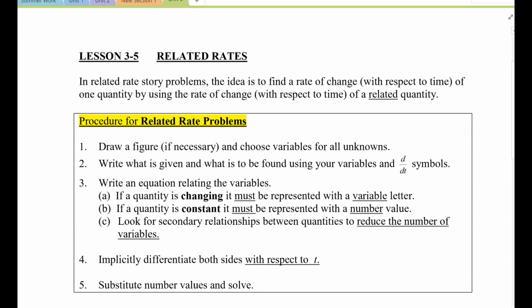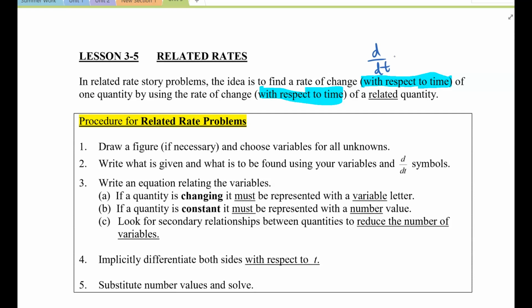and this is highly important, that when you are calculating a related rate, the idea is to find a rate of change with respect to time. Okay, and what you're going to do is always find the derivative of one quantity by using the rate of change with respect to time. All right, and again, this is just dt. Whatever we're taking the derivative of, we want to do it with respect to time.